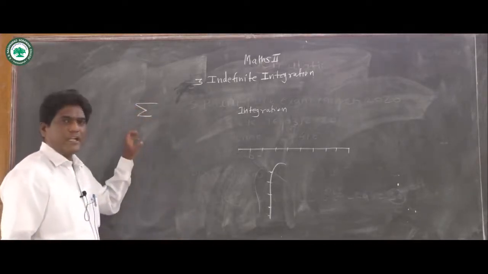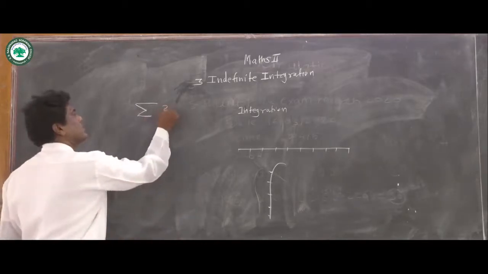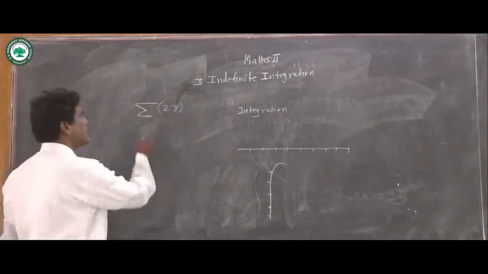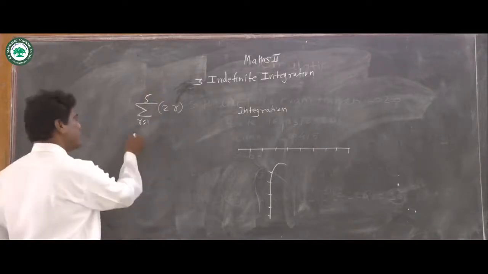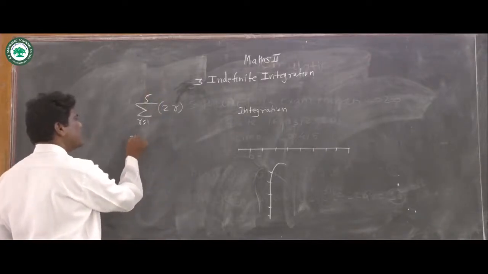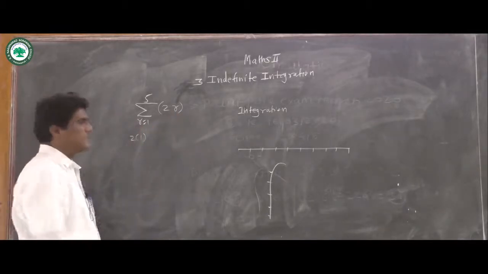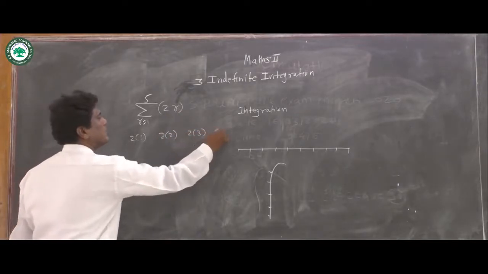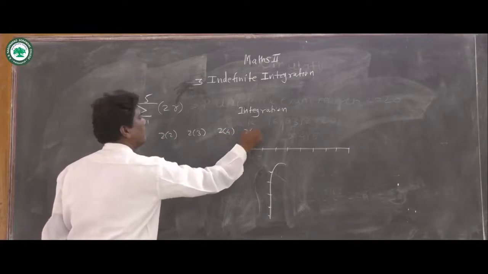Summation means addition, total. So take the summation of 2r. Suppose here the function is 2r and r goes from 1 to 5. So we take this summation as 2 into 1, we put the value of r as 1, then 2 into 2, 2 into 3, 2 into 4, 2 into 5.